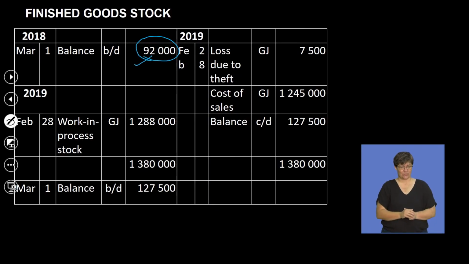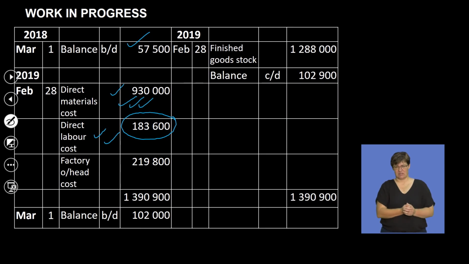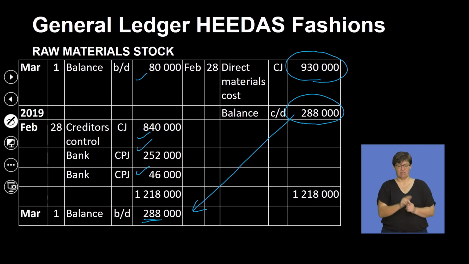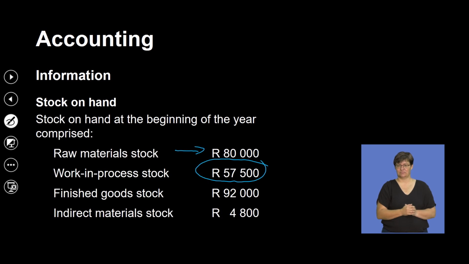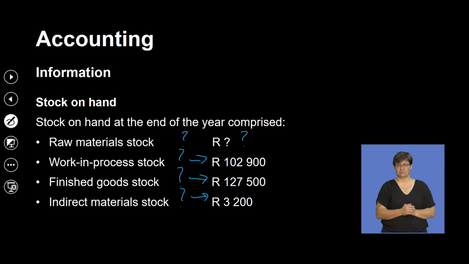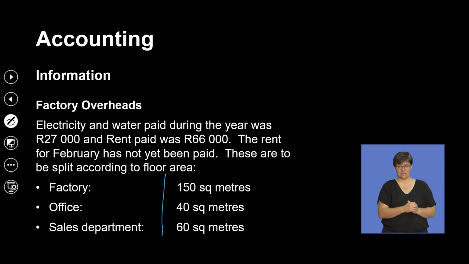Now, let's just look at the information regarding the factory overheads. What are we told about factory overheads? Obviously we're going to do the calculations, but let's just look at them. We are told, once again, water and electricity paid during the year amounted to 27,000 Rand, and the rent paid was 66,000 Rand. The rent for February has not yet been paid.